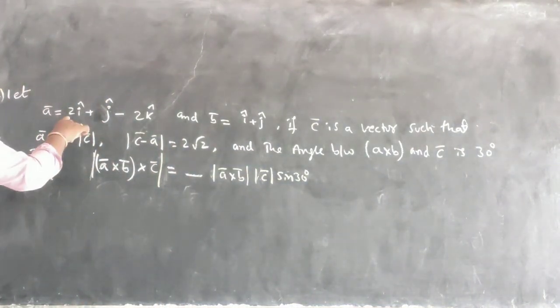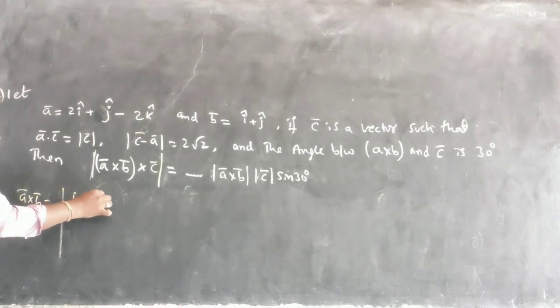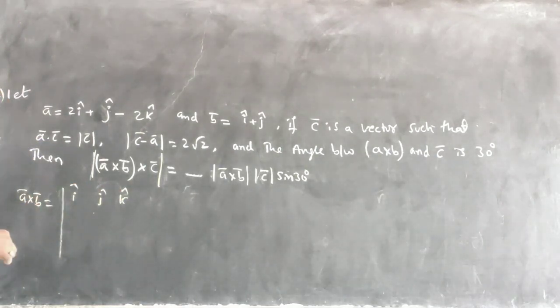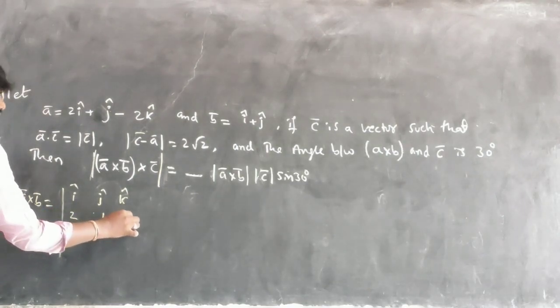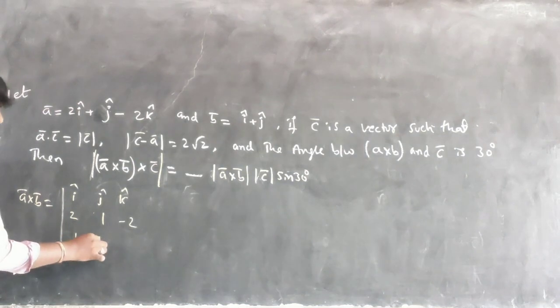So A vector and B vector are given. Let us find A cross B first. A cross B: i cap, j cap, k cap. What is A? You have components 2, 1, minus 2. Here what you have? 1, 1, 0.